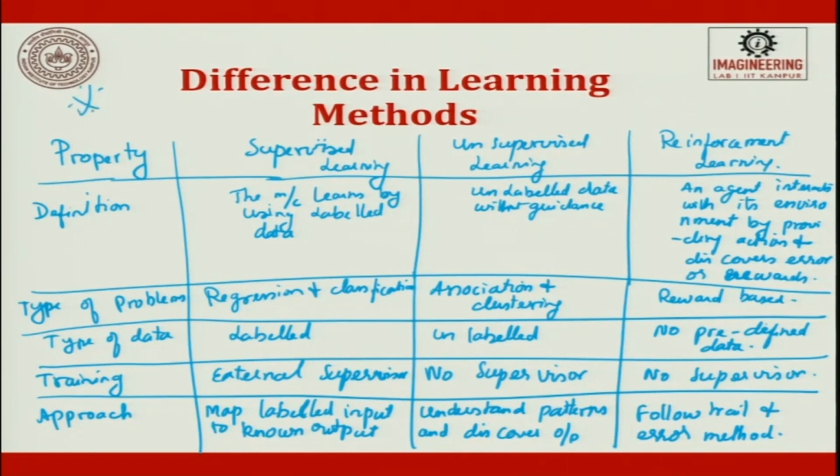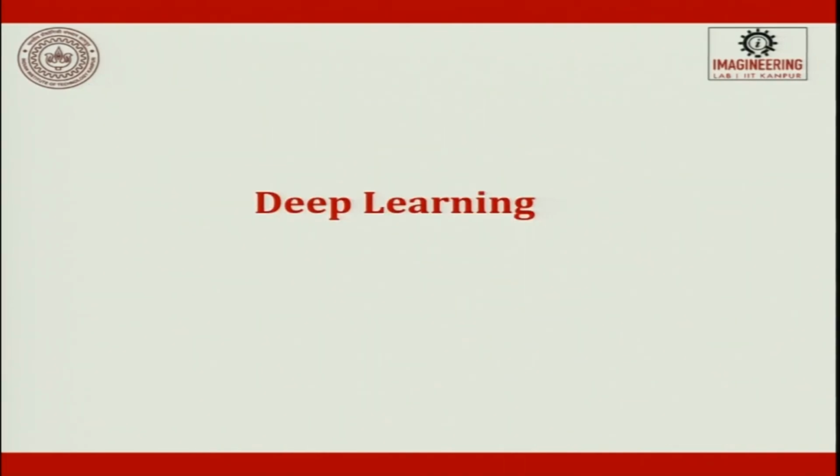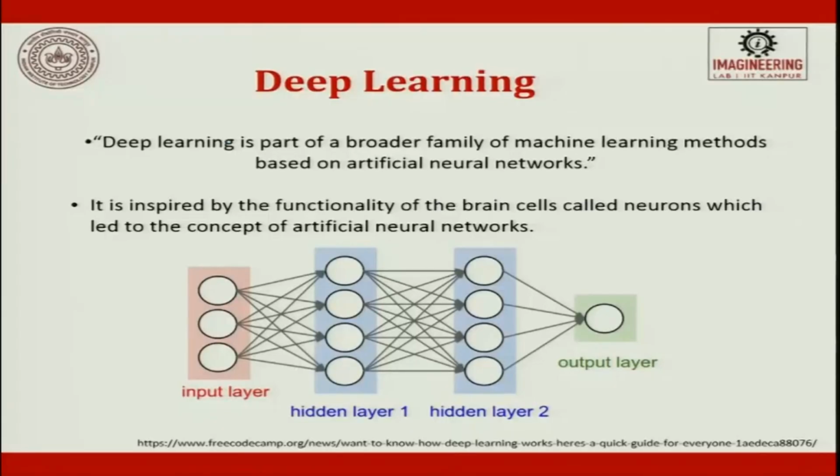Very important graph, very important table. Please try to understand this. This will give you more insight. So now let us get into the next. First we started artificial intelligence, we saw machine learning. Now we will get into the topic of deep learning. Deep learning is part of a broader family of machine learning methods.